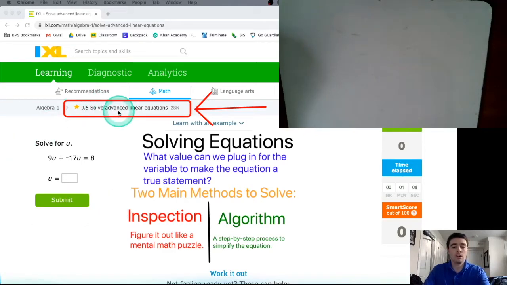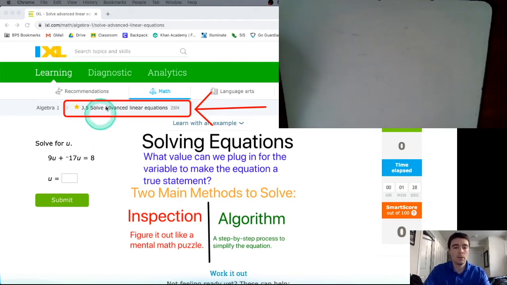Advanced Linear Equations. And as the title suggests, this will just start to get a bit more challenging by making the equations a little more complicated, a little more difficult to solve. They might still be two-step equations, one-step equations, but they'll be a little more difficult, or they could have more than two steps in them as well.